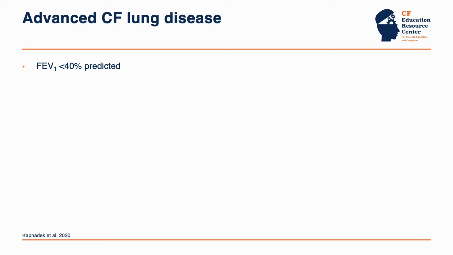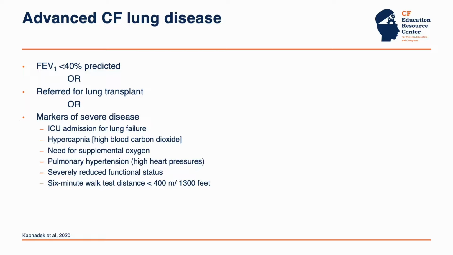Other criteria that we use to define advanced CF lung disease are patients who've been referred for lung transplant for one reason or another, or individuals who have various markers of severe disease. And I've listed most of them here. So any patient who's been admitted to the ICU for lung failure, we would label as having advanced CF lung disease. Patients with high blood carbon dioxide or hypercapnia, patients who need extra oxygen would be defined as having advanced CF lung disease.